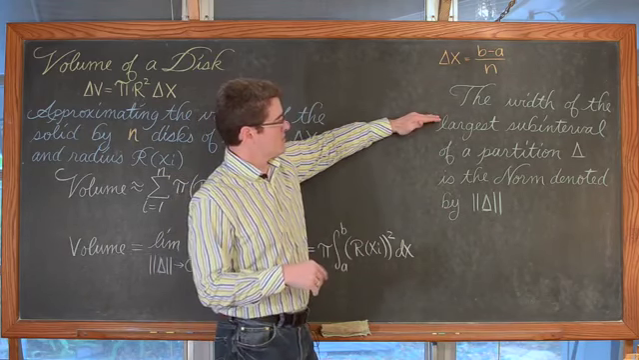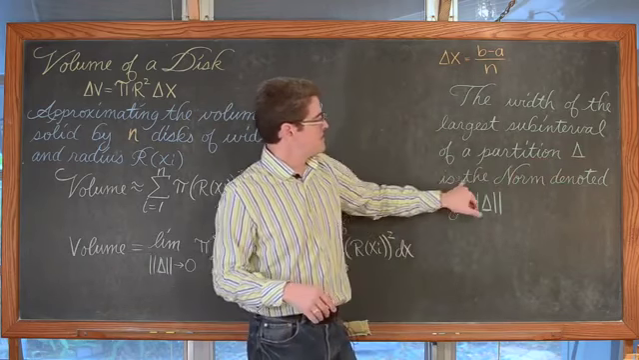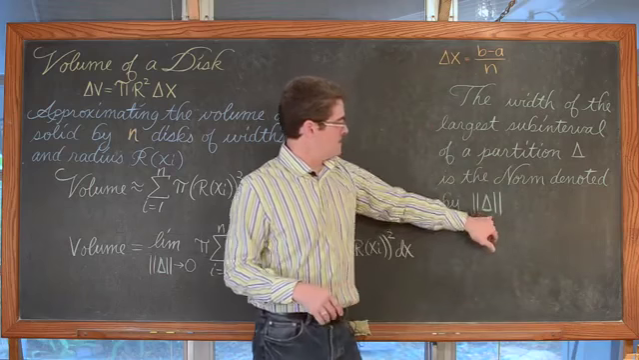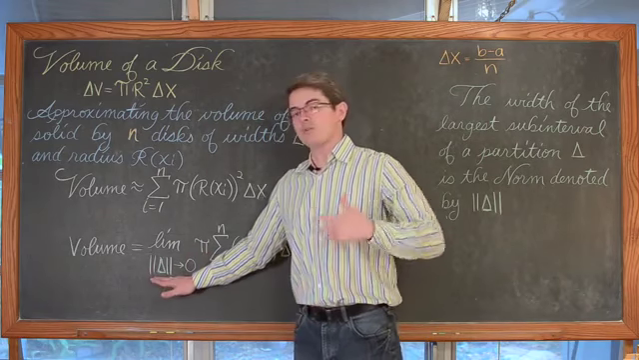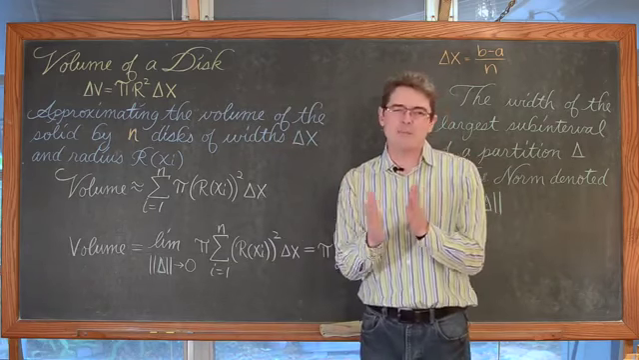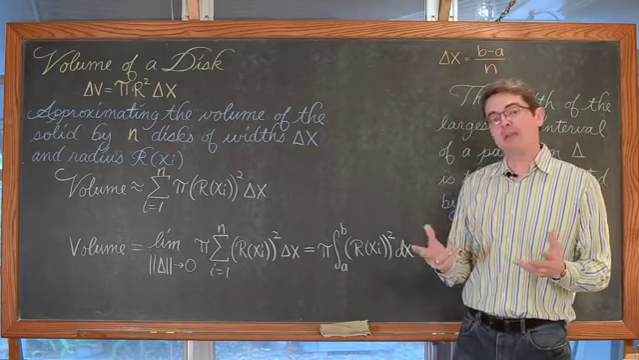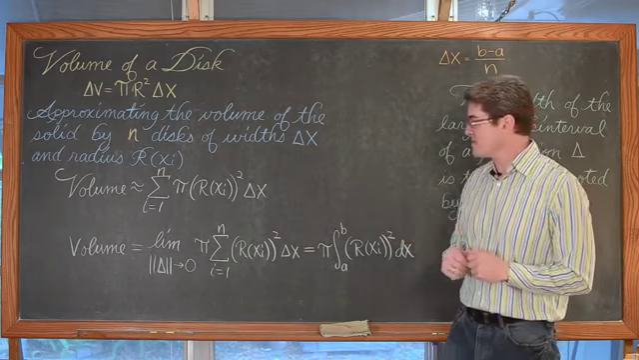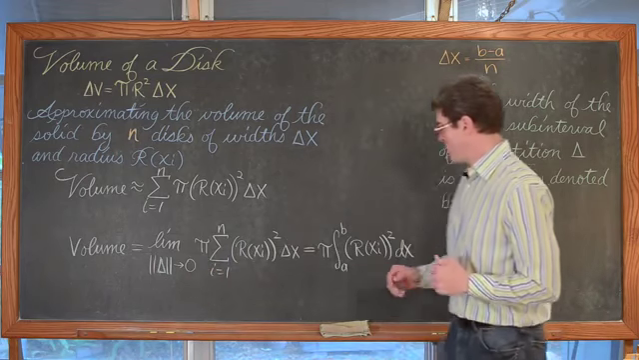The width of the largest subinterval of a partition, delta, is the norm, which is denoted by the delta surrounded by these double absolute value symbols. So we're saying that our largest partition is going to approach 0, and thus all the other partitions, if they happen to be of different widths. Remember back when we were estimating area of a plane region using an infinite number of rectangles, if the largest subinterval approaches 0, then all of them are going to as well.